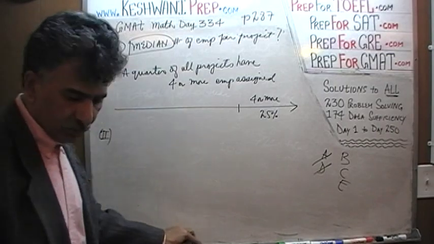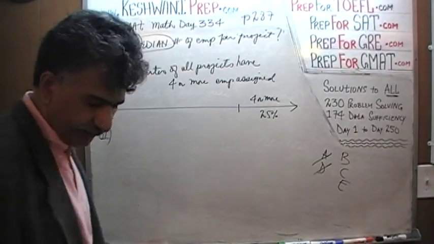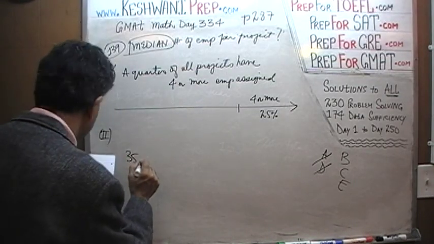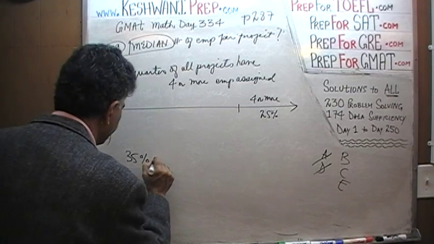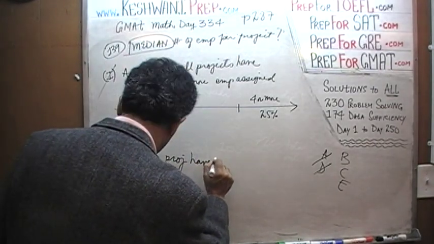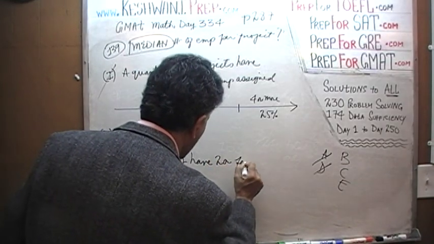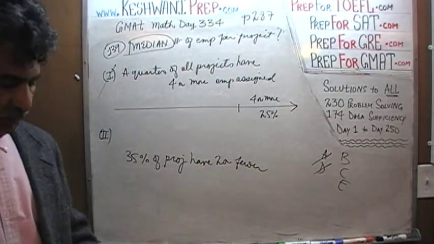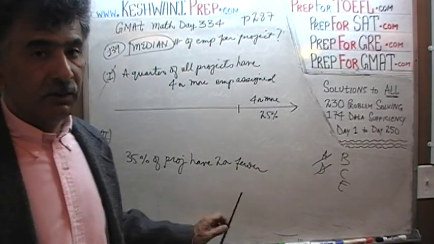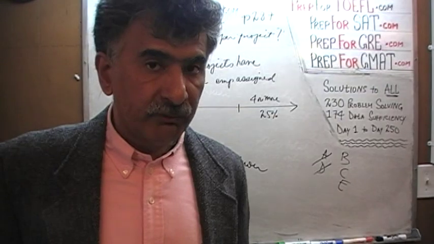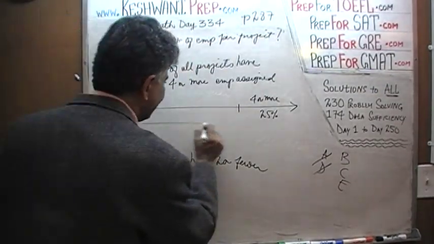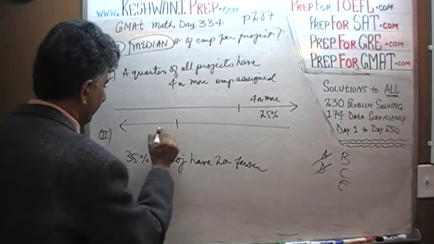In the second statement, they go on to tell us that 35% of the projects have two or fewer. 35% of all the projects have two or fewer. Well, if they have two or fewer, what they're telling us is that 35% of all the projects have either only one person working on it or two people working on it. That's all. And that's the bottom 35% here.